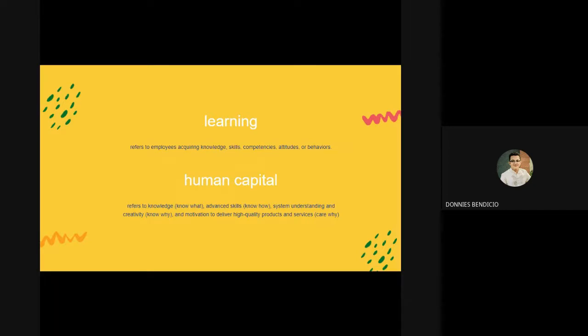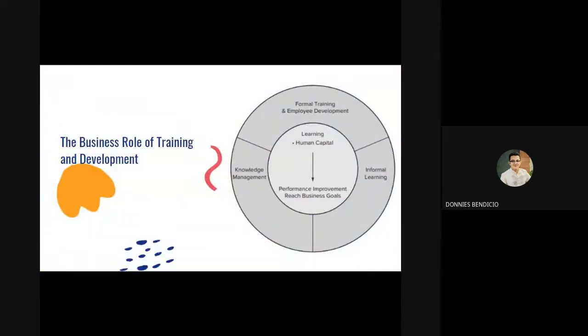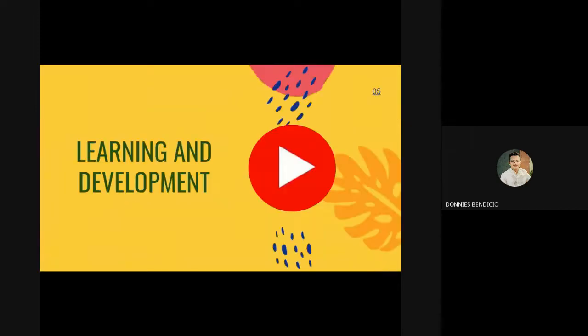Of course, there are a number of different ways that learning occurs in a company. These are represented on the outside of the circle presented right here. Okay, so now let's have a presentation again on learning and development.